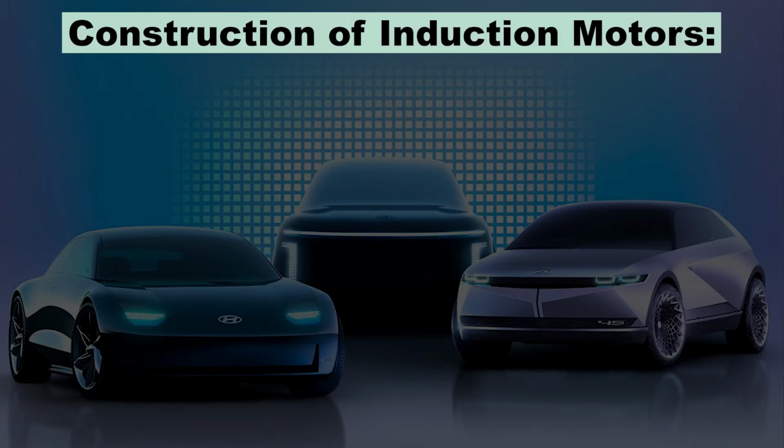Now we will see the fundamentals of the induction machine starting from the construction. Now, if you see the basic induction machine, we have the stator and rotor. The stator is the stationary part of the motor and contains the windings connected to the power source. It is made up of laminated steel sheets to reduce energy losses due to eddy currents.